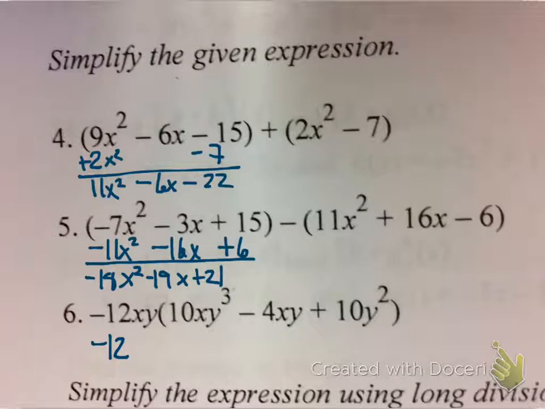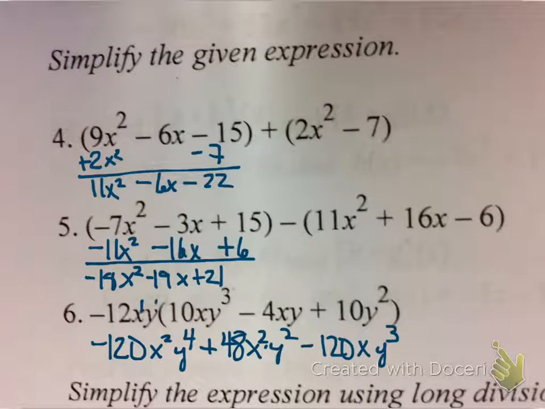Number 6, you're going to do distributive property, so that's multiplication, which means you're going to add the exponents for the x and y's, and that would give you negative 120x squared y^4. Keep in mind that if you don't see an exponent, presume there's an exponent of 1.